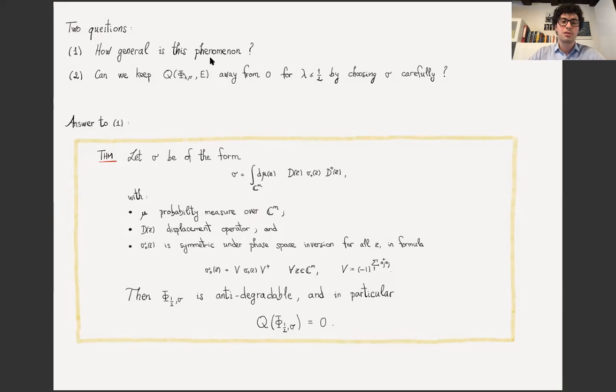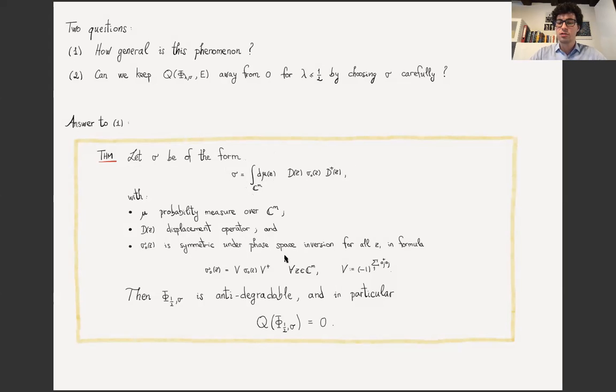Okay, so a partial answer to this question one is, we start looking at the special point 1/2, where we know that quantum capacity vanishes for the thermal attenuator. And it turns out that this does not only happen when sigma is a thermal state, but it happens when sigma is a much more general state of this form. So this is a probability distribution. So we're taking a convex mixture of a family of states, and these are displaced states. And so this is a displacement operator with amount z. And this state here that we are displacing can also depend on z, but we require that this is symmetric under phase space inversion for all z.